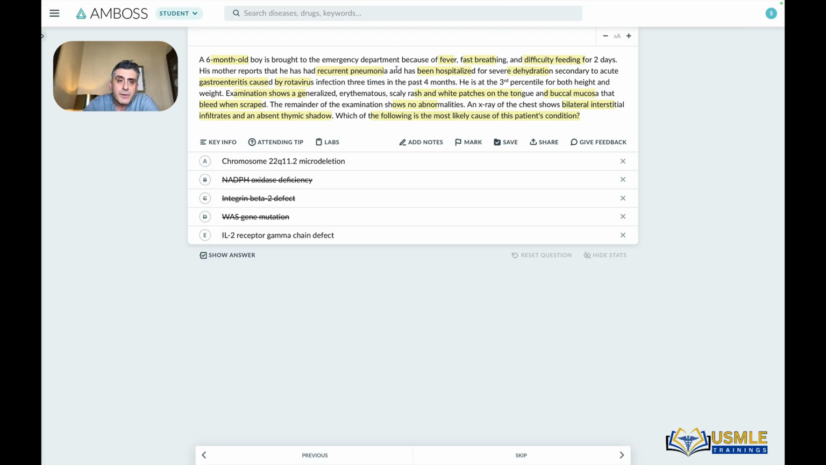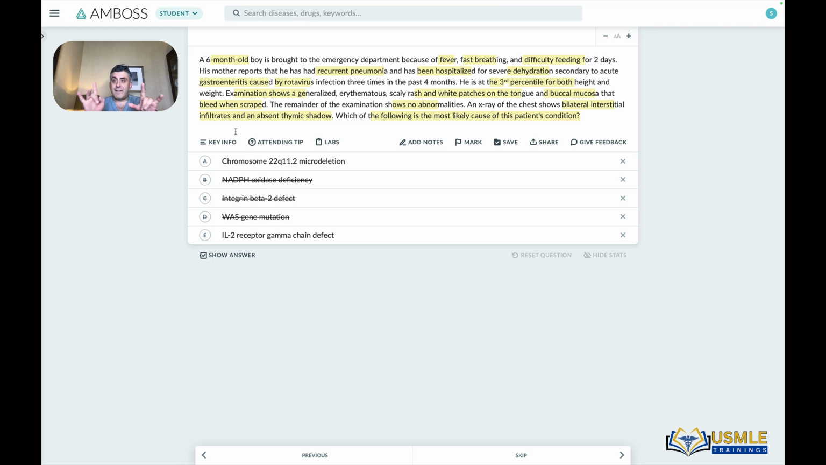So he has bacterial infection. He has viral infection. His both height and weight are third percentile. So that's the whole failure to thrive. So when you hear failure to thrive and you see failure to thrive, that's what they're talking about. So you have bacterial infection, you have viral infection, and further down, you have white patches on the tongue, buccal mucosa. You think it might be candida. So fungal infection. So hold on a second. You have bacterial, viral, fungal.